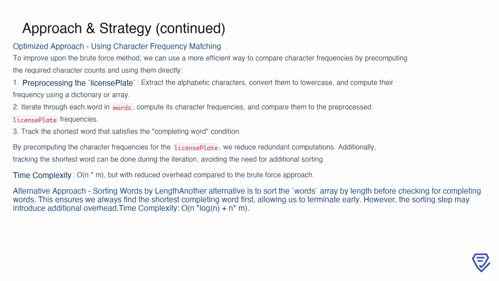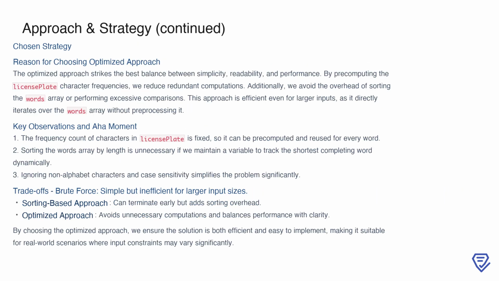This way, we can terminate early once we find the first valid word. However, sorting introduces additional overhead, which can be avoided by dynamically tracking the shortest word during the iteration. Overall, the optimized approach has a time complexity of n*m, but it minimizes unnecessary operations and is more efficient than brute force. The optimized approach is the most effective strategy for this problem because it balances clarity and performance.